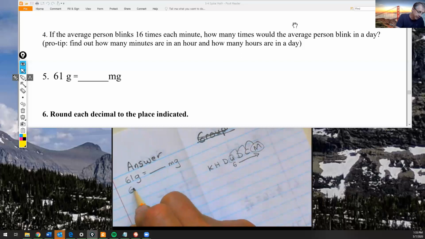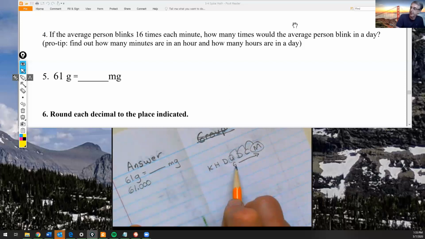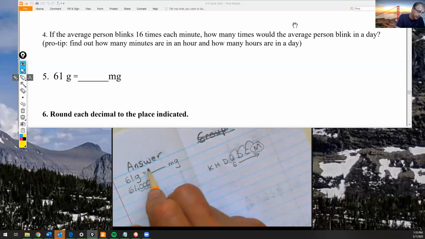When I do that, that means I'm going to take 61 grams, put a decimal right underneath it, add a few zeros, and then move the decimal 3 spaces to the right. 1, 2, 3. So now I have 61,000 milligrams equals 61 grams.